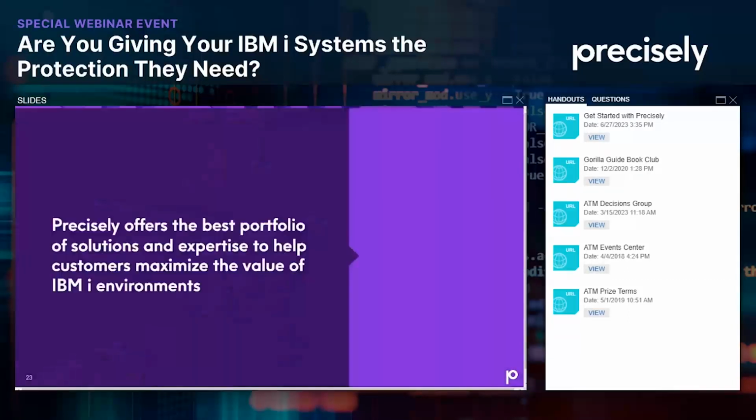And Precisely has been doing this for quite a while. We've been in the IBM i space with our availability products, our services, our security. We have tons of people on our staff that have been in the IBM i world for that whole 35 or 40 years that it's been out there. So it's really important that when you're looking at how to solve or mitigate some of these issues, you're working with somebody that has that kind of expertise that you can rely on. Not only product expertise, but also services expertise in case you need that.